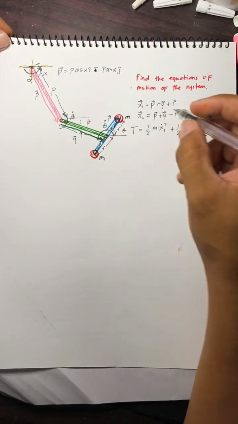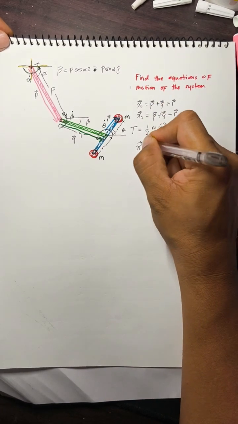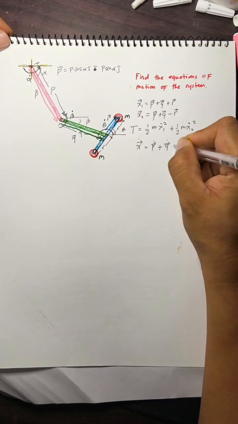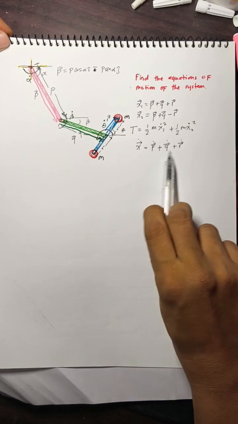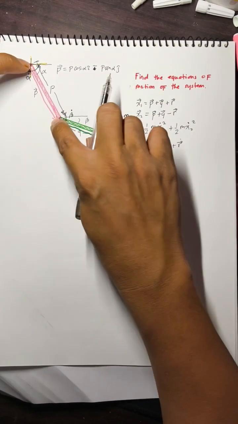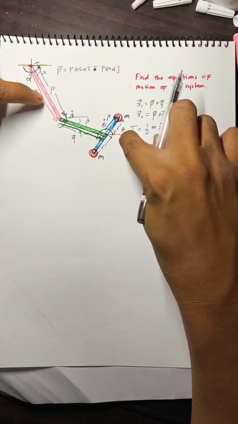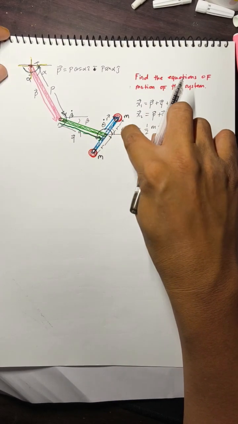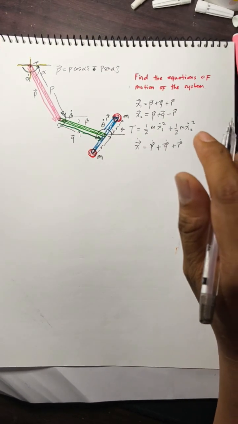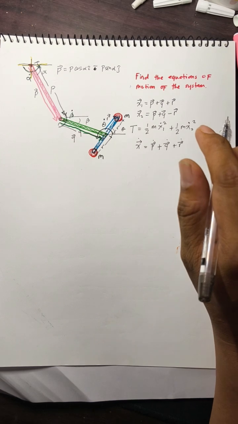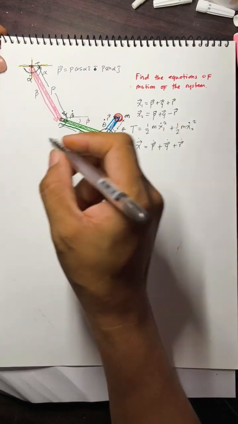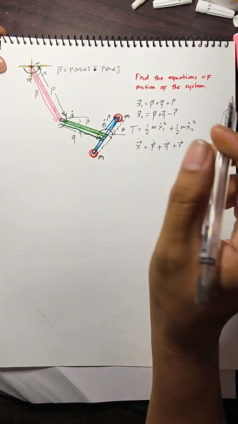And of course x1 dot is just equal to p dot plus q dot plus r dot. So all we have to do is calculate these vectors. Now the lengths of p, q, and r do not change, so our p dot only changes in terms of alpha. But for the sake of this lecture, I'll be calculating the general form of p dot, assuming that both p and alpha are changing.